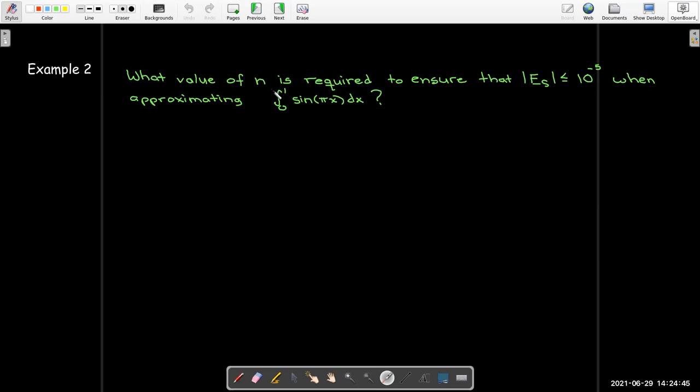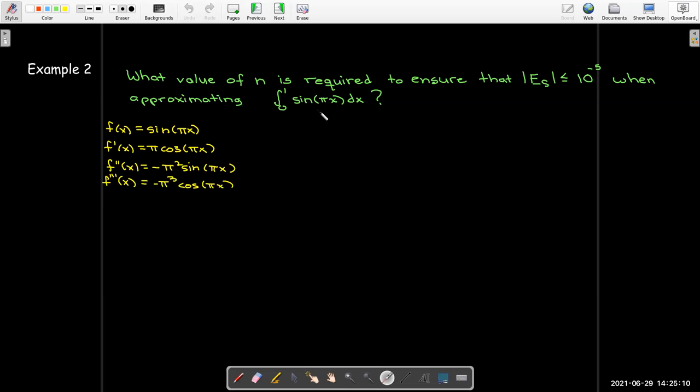So let's do another example using our error bound. This time the error bound for Simpson's rule. We're going to use the same definite integral, and we're going to want to use Simpson's rule and ensure that our error is smaller than 10 to the minus 5th. So remember, the error bound formula involves the fourth derivative. So let's go ahead and calculate the fourth derivative. And again, it is pi to the power of 4 times a multiple of sine of pi x. Well, the absolute value of sine of pi x is never bigger than 1. So the absolute value of the fourth derivative is never bigger than pi to the power of 4, which will be our K value.